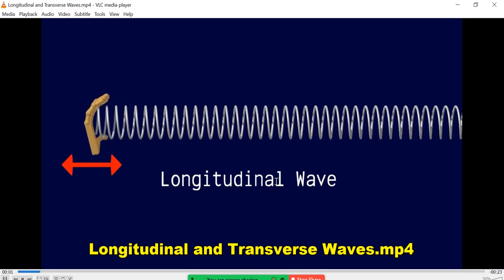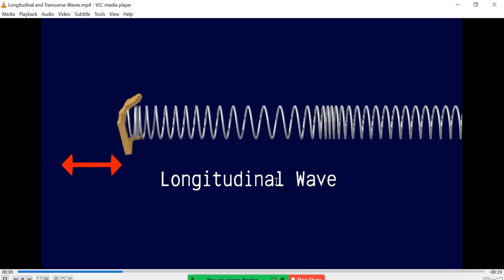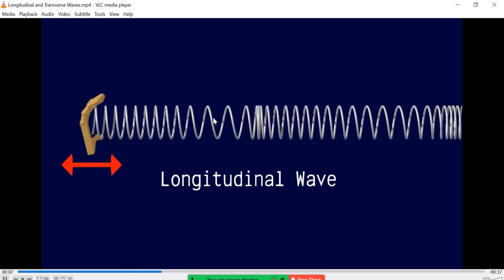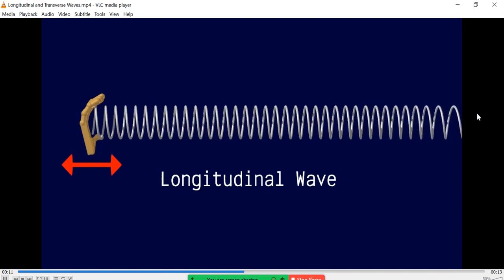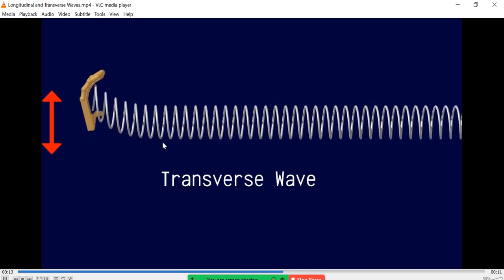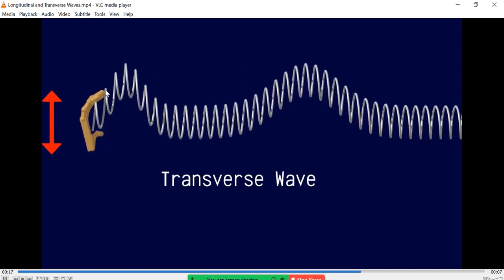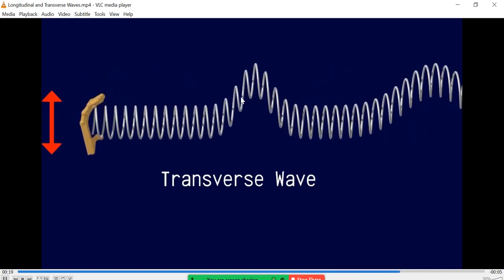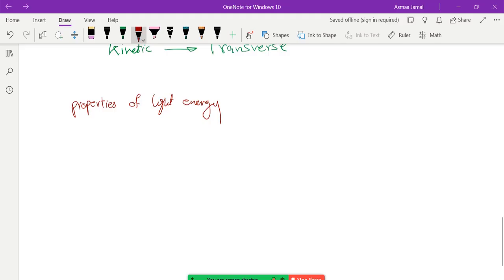We can look to the video to see the difference between longitudinal waves and transverse waves. Here the particles move in the same direction as the movement, while in transverse, the movement is in this direction, while the particles go perpendicular to the movement.